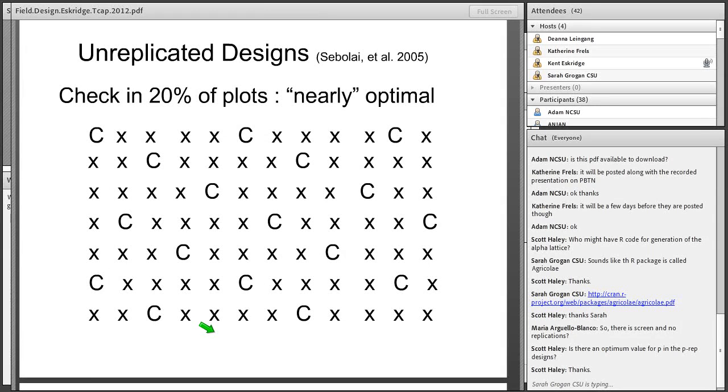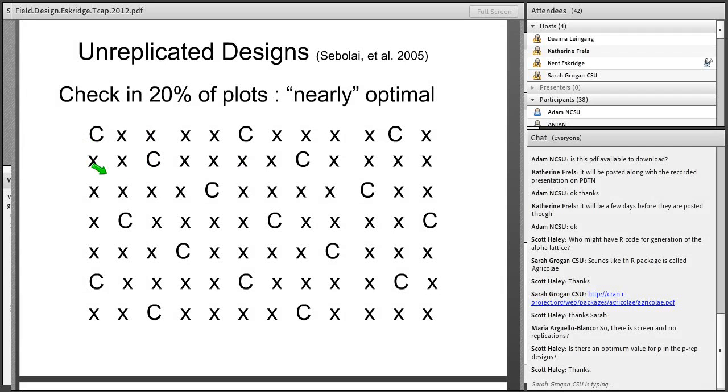The paper by Cibolli, who was a Nebraska student a number of years ago, did some simulations and found that with unreplicated designs with replicated checks, a Knight's move type of design, notice that the check goes down 1 and over 2. That's called Knight's move, down 1 and over 2. The Knight's move was pretty good with 20% of the plots, given certain types of field variation.